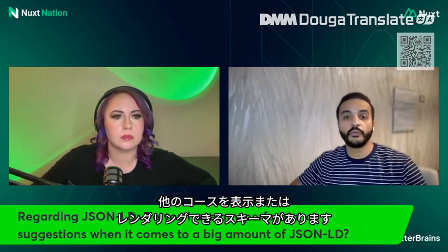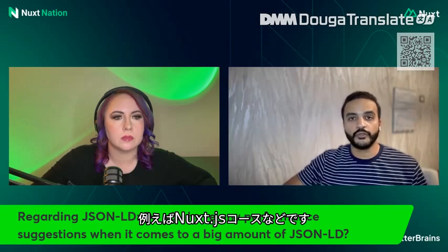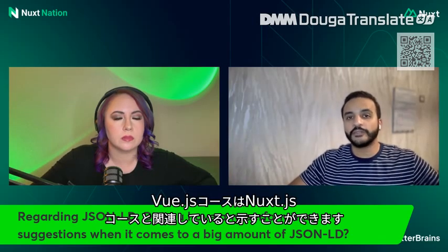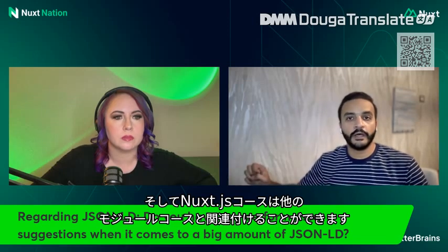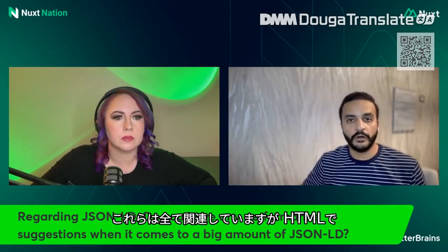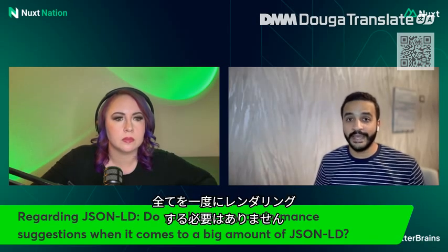So for example, if we have a page on VSchool that is for Vue.js, and that is a Vue.js course, we have a schema that will allow us to display or render other courses, maybe another Nuxt.js course. So we can say that the Vue.js course is related to the Nuxt.js course, and the Nuxt.js course is related to maybe some modules course. So all of these are related, but you are not forced to render all of them all at once in the HTML.